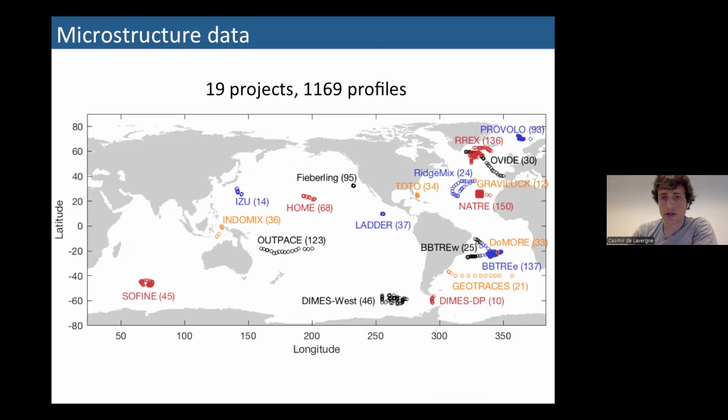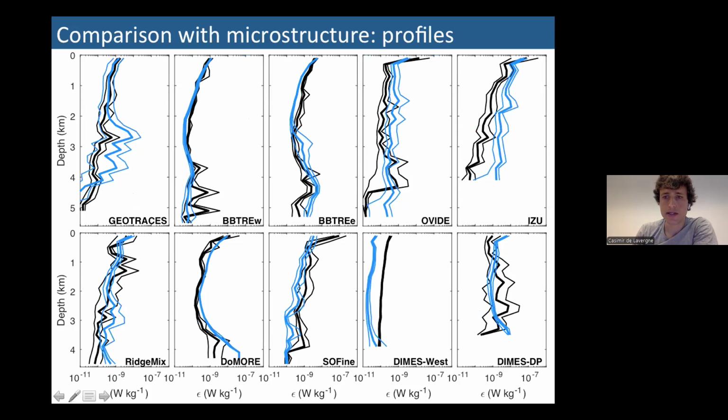And so what I did is to plot a project average profile from each of these projects that you see here, and I compare with my parameterization, my sort of 3D map of dissipation based on the WOCE climatology here. So I compare what the parameterization predicts at the exact same locations. And so I get these kinds of profiles for each project. In black you have the observations, and in blue you have the parameterization.